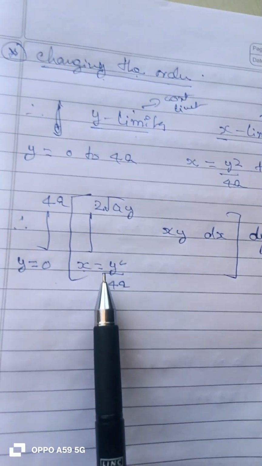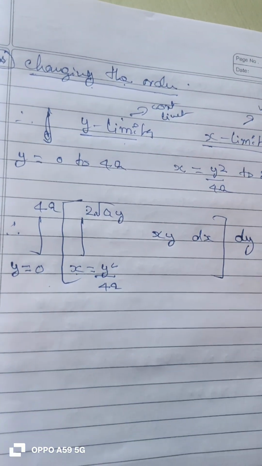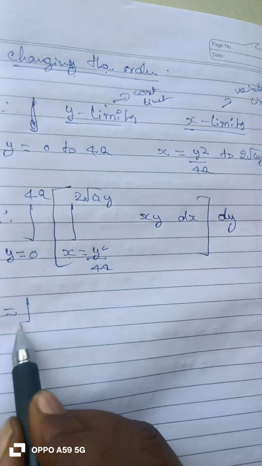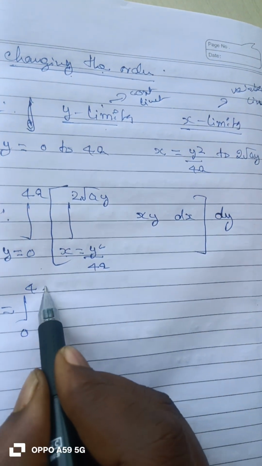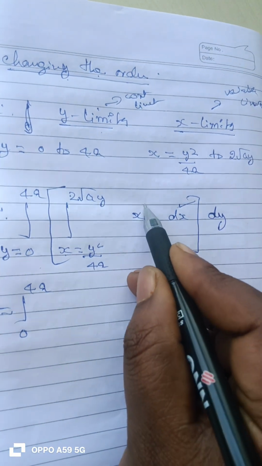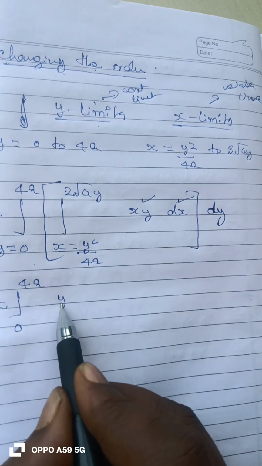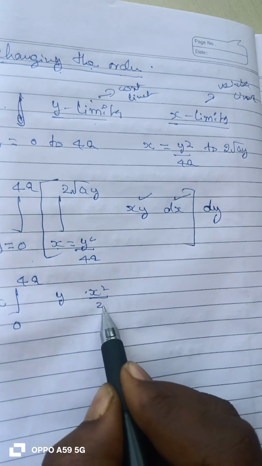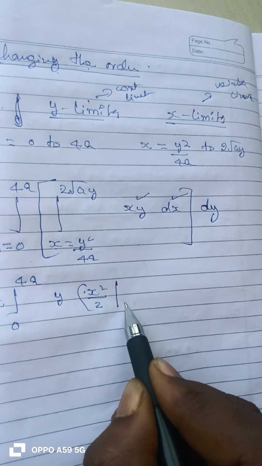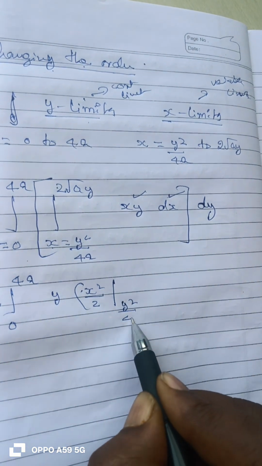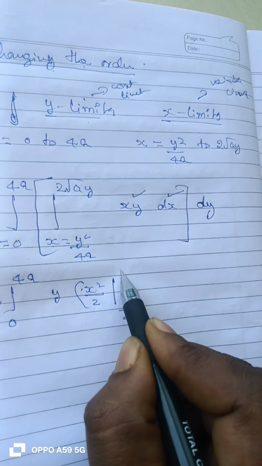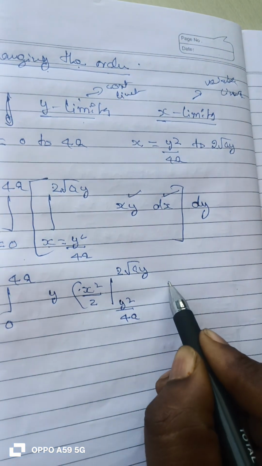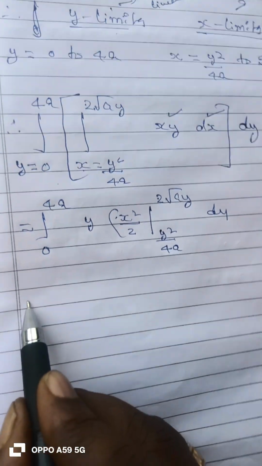Now it has been converted into the x limit by changing the order. Now if you do the integration of this one, this is 0 to 4a, integration of x. So what will happen, this is y we are keeping as it is, this will become x square divided by 2, limit is from y square divided by 4a to 2 root ay. So this is dy.